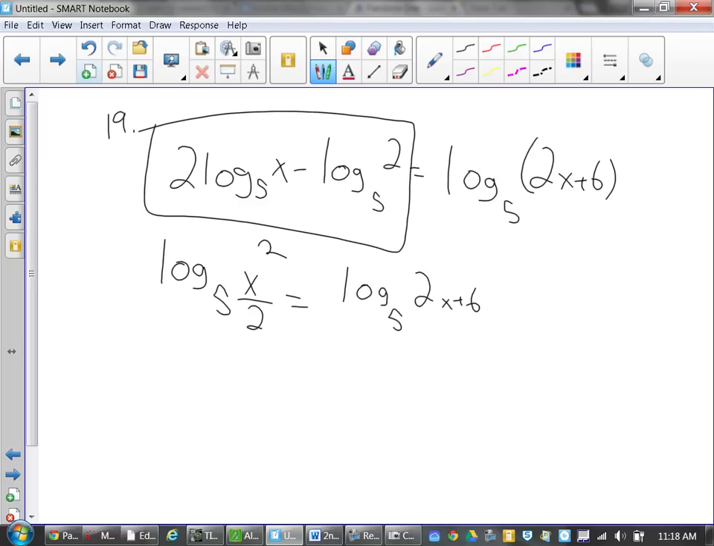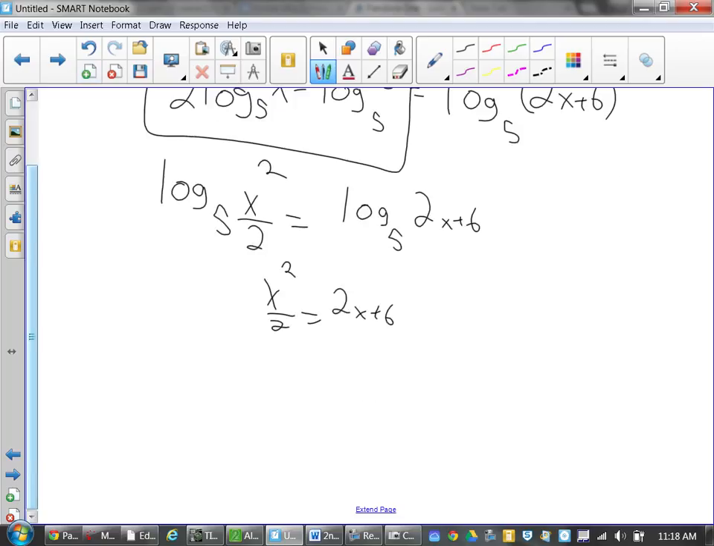You would exponentiate them both, and they would just drop, where you get x squared over 2 is your 2x plus 6. So you get x squared minus 4x minus 12, and you can factor. You have zeros at 6 and negative 2, and one of those might be extraneous, so we substitute back in.